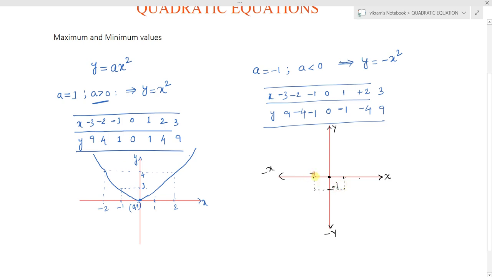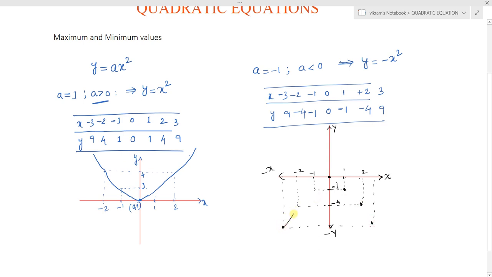For x equals minus 2 and plus 2, we are getting the resultant as minus 4. Similarly, for plus 3 or minus 3, we are getting the result as minus 9.